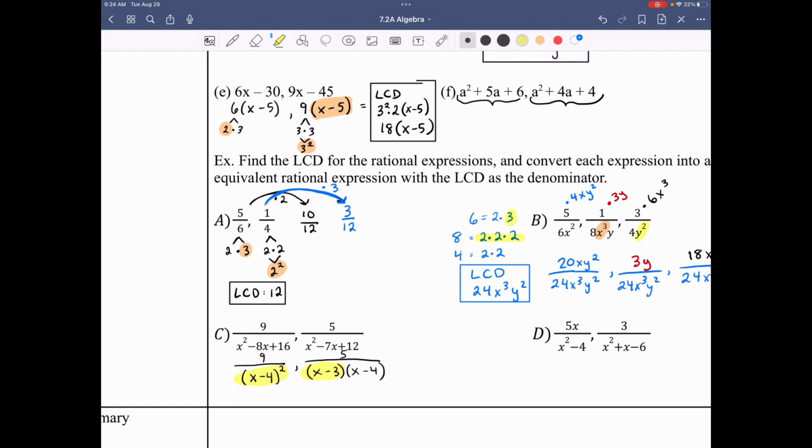Okay, so we are going to multiply. All right, just a second. So the denominator for each one, I'm running out of space, is going to be x minus 4 squared and x minus 3.